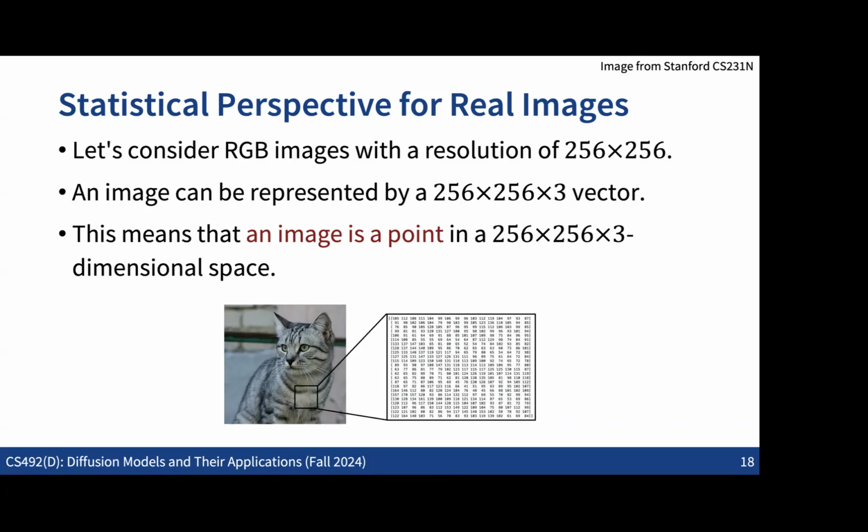This means we can see the collection of images as a set of points in a very high dimensional space. Each image in the collection is mapped to one of the points in this high dimensional space, with dimension 256 by 256 by 3. So generating images from the given collection becomes the problem of having a collection of points in the high dimensional space, somehow capturing the data distribution in this space, and sampling from this distribution.